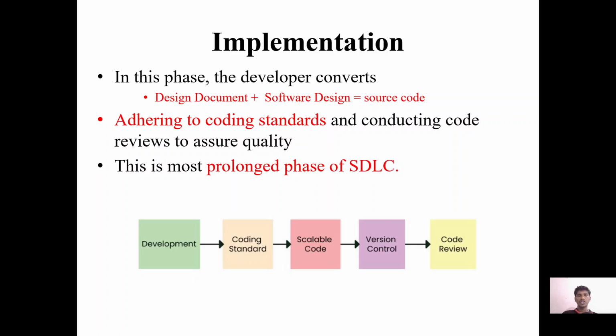Next is implementation. In this phase, the developer is going to convert the design into source code. That is, the design document plus software design, all put together, we are going to convert into source code. This implementation is the longest phase of the software development life cycle. It takes a long time for the development, because here we have the coding and the implementation put together.